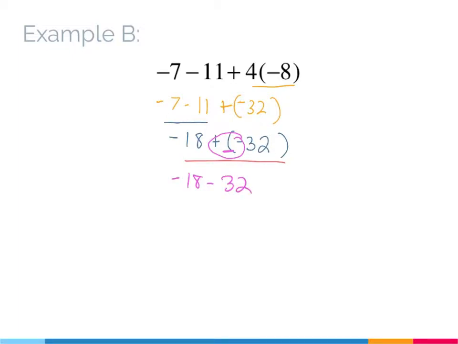So now that I've got -18 minus 32, I can see that they have the same sign. They're both negative, so I know it's going to be negative. So I'm going to be adding them up. And when I do that, 18 plus 32 is going to give me 50. So my answer is going to be -50. I'm going to circle that answer so it's easily locatable on my paper for my teacher, whether that's for a test or a quiz or a classwork. And let's go on to the next example.